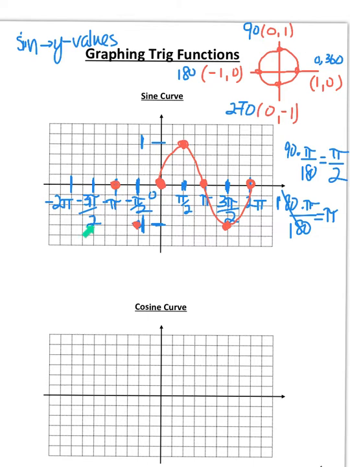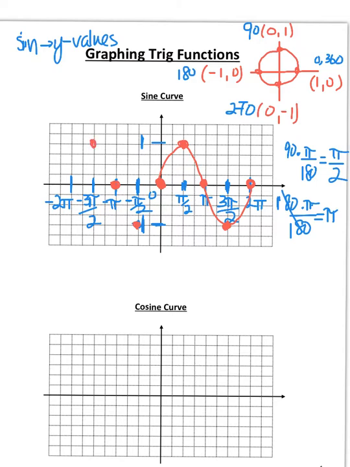All right, let's go to the next one. The next one is negative 270. So again, I'm starting on the positive x-axis. I'm rotating negative 90, negative 180, negative 270, and its y value is 1. So at negative 270, I should be up at 1.